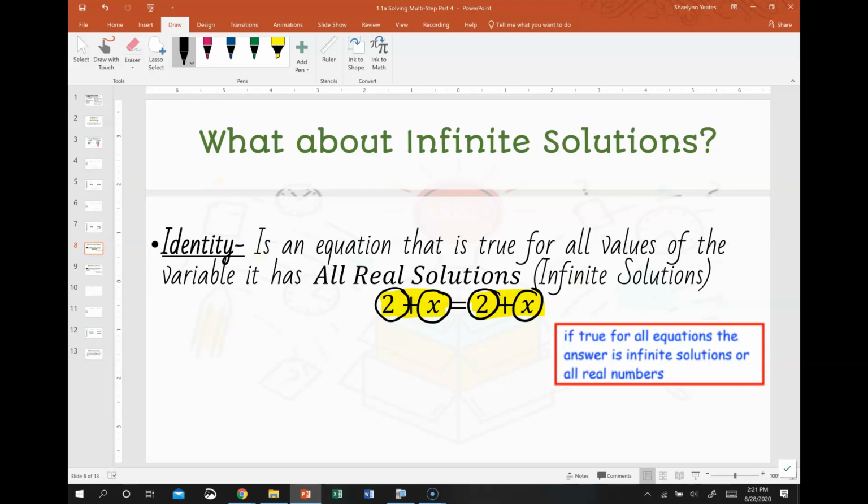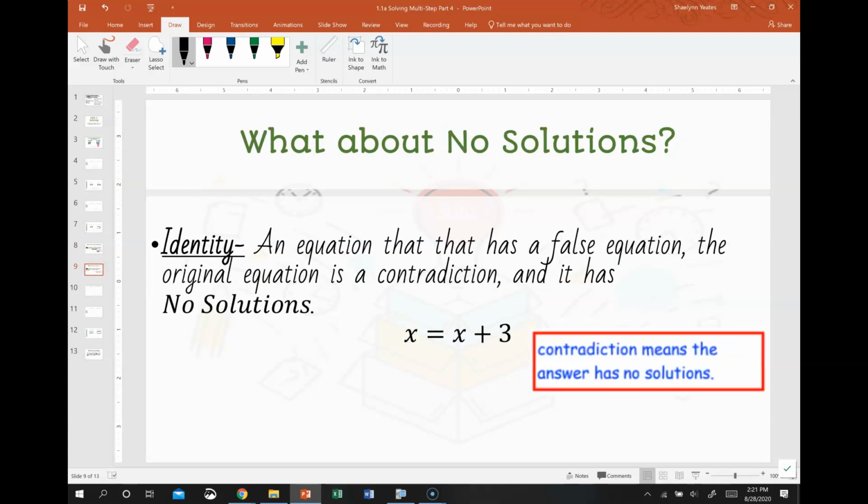So it's called the identity if it is true for all values. The answer is infinite solutions or all real numbers. You will see from me a lot, I will use this symbol for real numbers. Okay? Because that's the symbol for real numbers. All right. Now let's talk about not identity. Let's talk about contradiction.